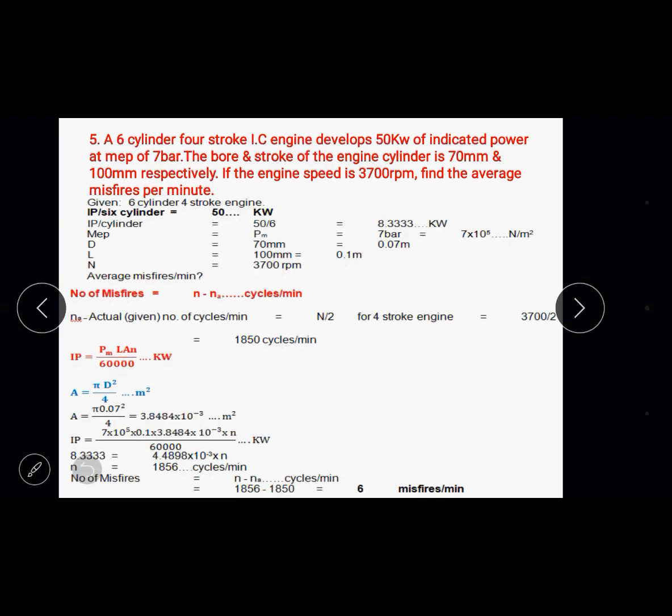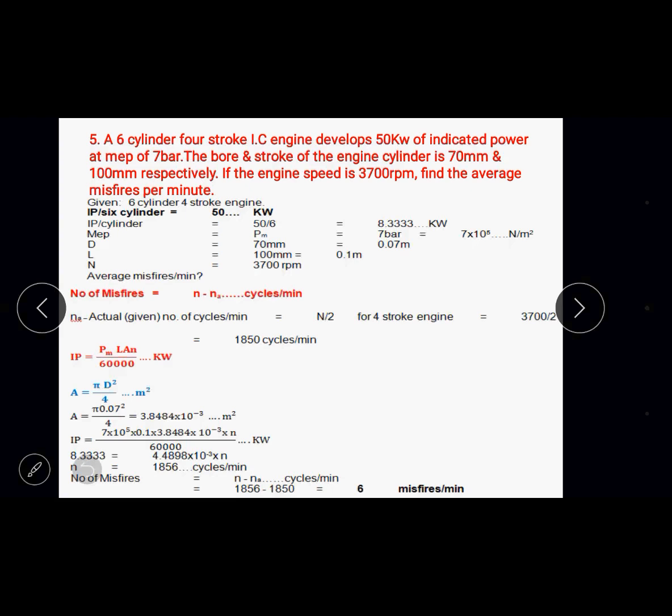Because finally the IP formula, whatever you will be using, stands for single cylinder. It doesn't stand for multi-cylinder. The IP formula is for single cylinder. So we have found the IP. For one cylinder it is 8.33 kilowatt.